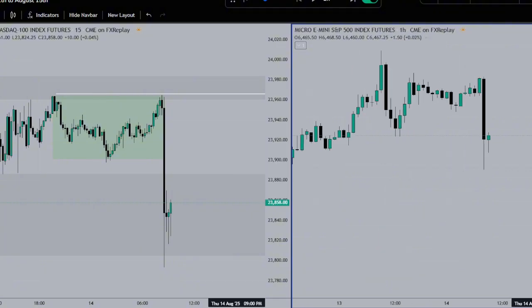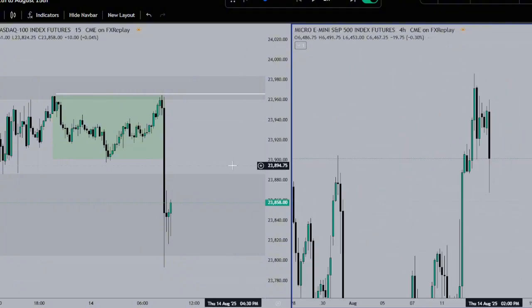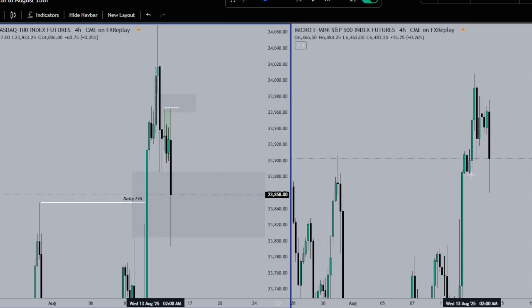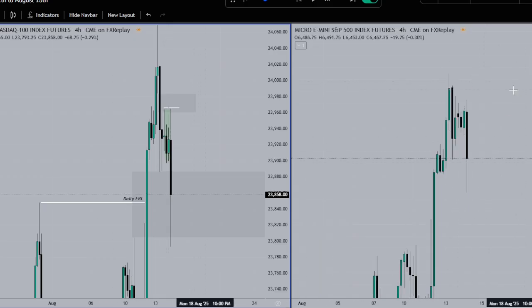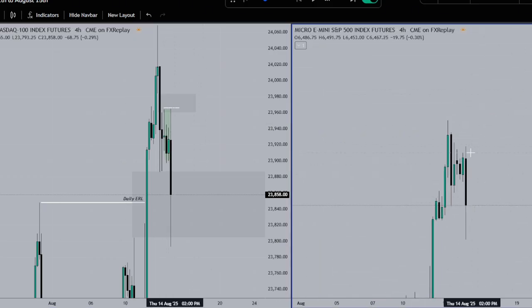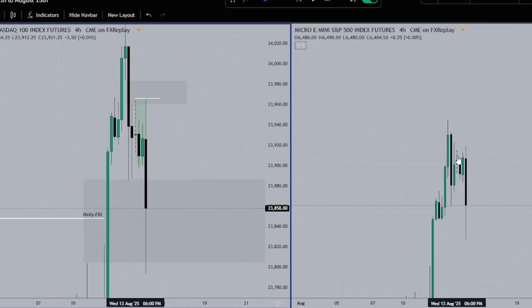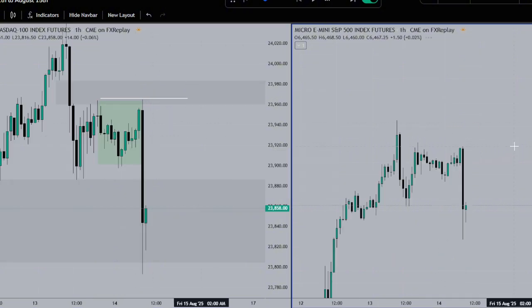Just want to see how we're looking on ES. So is there any SMT at the lows? There's no SMT at the lows. That's one thing. No SMT at the lows. There's no fair value gaps here on ES. Is there an SMT at the highs? SMT at the highs. That's kind of concerning. It really does depend here then.